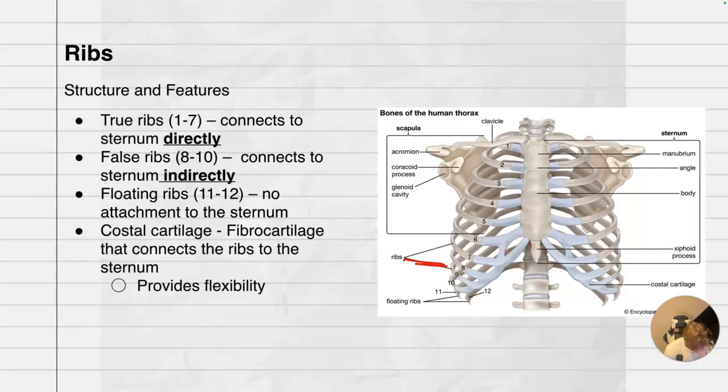Then we have our false, which is our 8 through 10, which are these right here. They connect to that seventh to get carried up and connect. That's what makes a false rib. And then our floating ribs, 11 through 12, you can see them way down here. They just don't touch at all. They're still important for protection, but they're not as important because we want to be able to have some movement down there, and if we had them attached, it wouldn't be that possible.